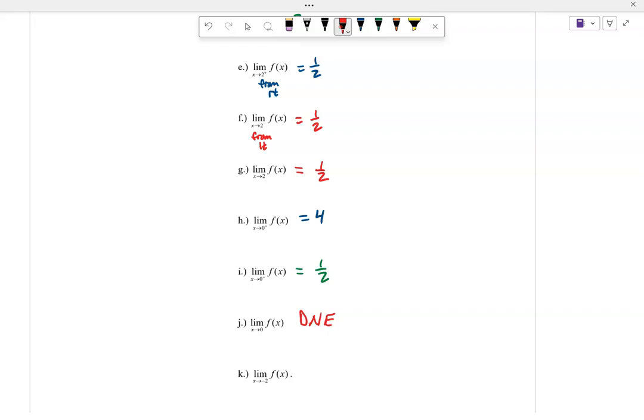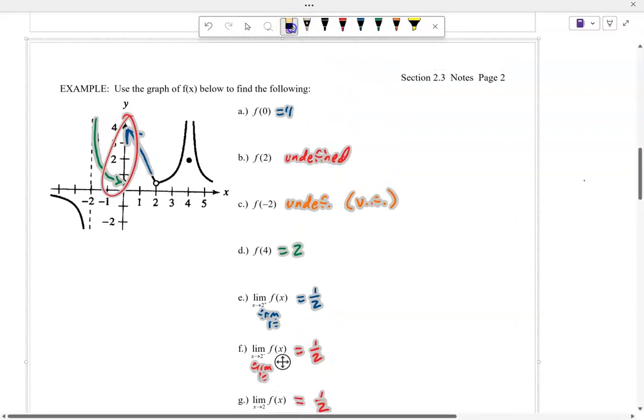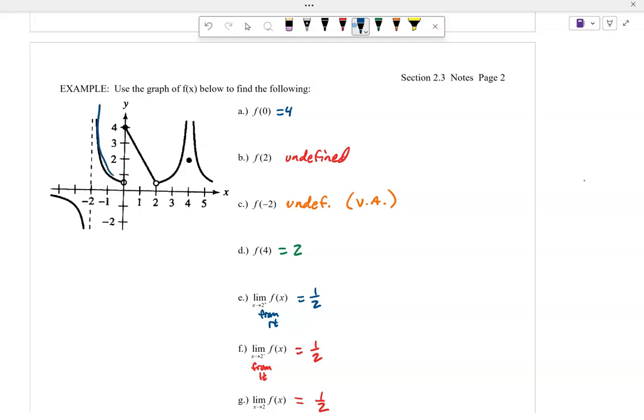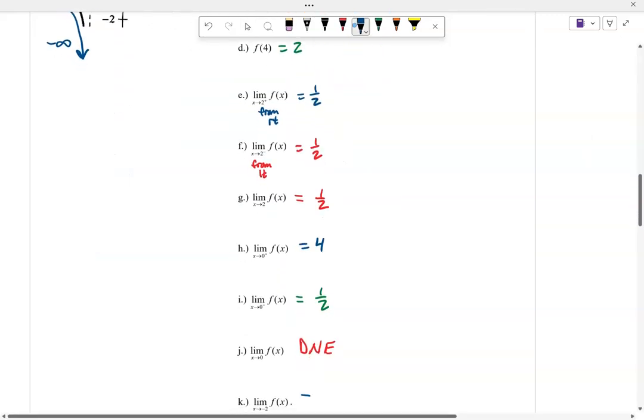How about the overall limit as x approaches negative 2? Now look at this. As I approach, let me erase this. As I approach negative 2 from the right, it's shooting me up. So technically it does not exist. We would describe that as going to infinity. As I approach negative 2 from the left, it's also unbounded. So technically the limit does not exist either. We describe that as negative infinity. They do not agree. So this does not exist.